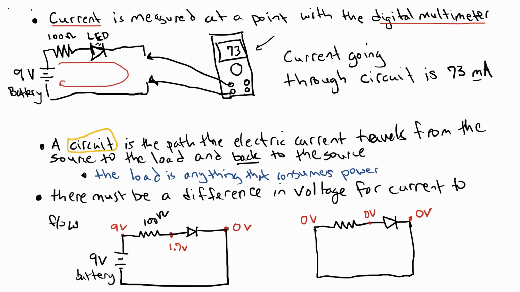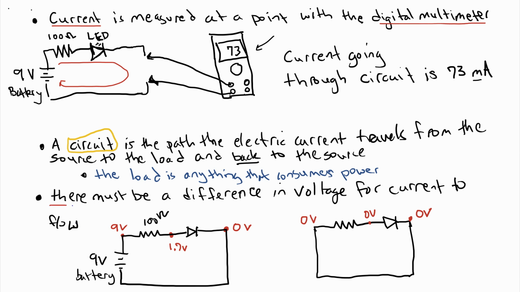And so the load is anything that consumes power. So if you put electricity through a resistor, it'll get hot and consume power. If you put electricity through a light emitting diode, it will warm up, so that's some loss of power, but it's also emitting light, and that's another loss of power. So here again, we can look at our definition. A circuit is the path the electricity travels from the source, that's the battery, to the load, those are the things that consume power, back to the source again.